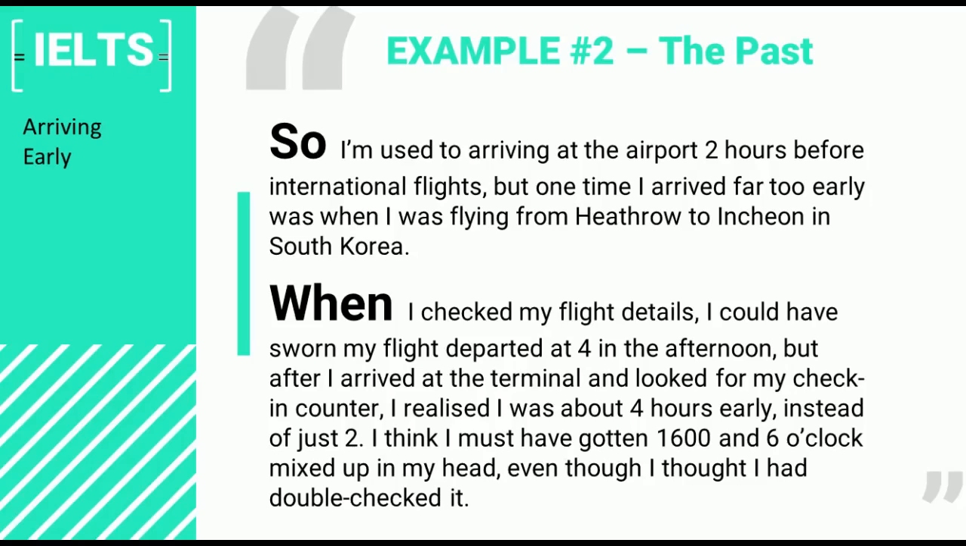So I'm used to arriving at the airport 2 hours before international flights, but one time I arrived far too early was when I was flying from Heathrow to Incheon in South Korea. When I checked my flight details, I could have sworn my flight departed at 4 in the afternoon, but after I arrived at the terminal and looked for my check-in counter, I realized I was about 4 hours early instead of just 2. I think I must have gotten 1600 and 6 o'clock mixed up in my head, even though I thought I'd double-checked it.